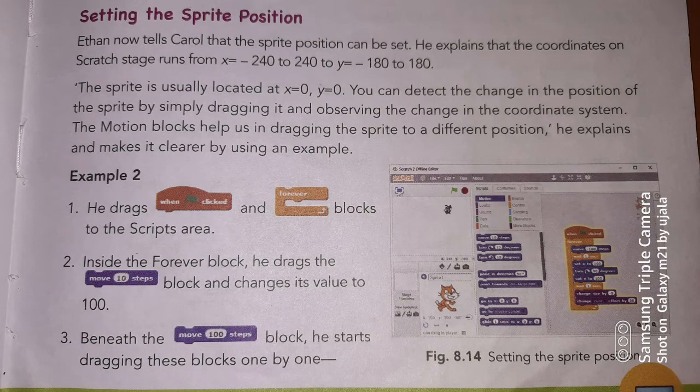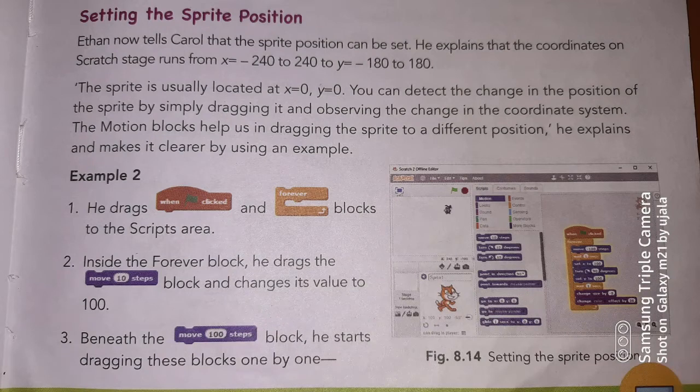Setting the sprite position. Ethan now tells Carol that the sprite position can be set. He explains that the coordinates on Scratch stage run from x equals minus 240 to 240 and y equals minus 180 to 180. The sprite is usually located at x equal to 0, y equal to 0.